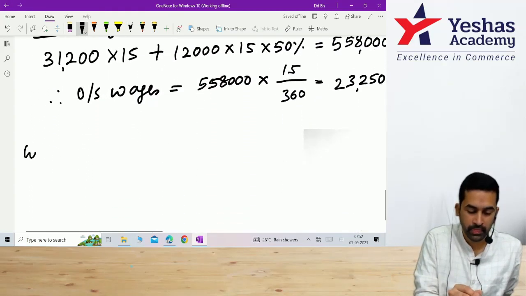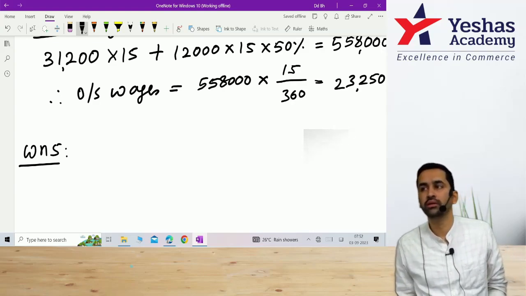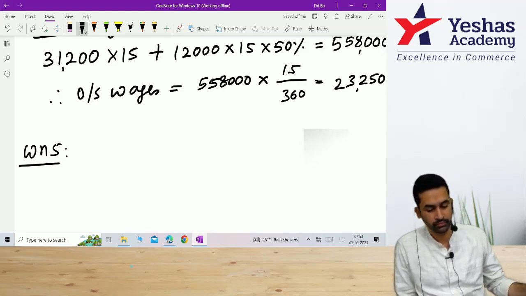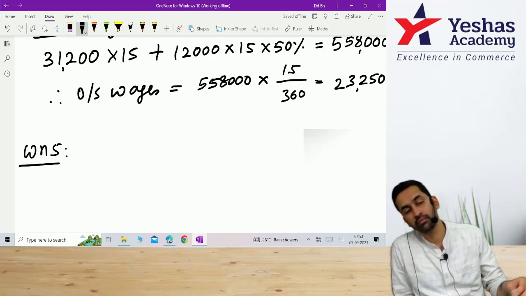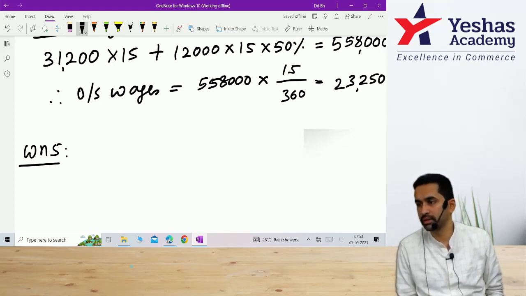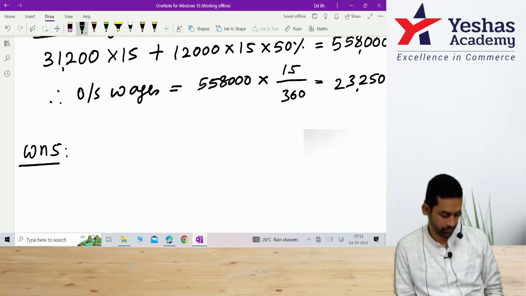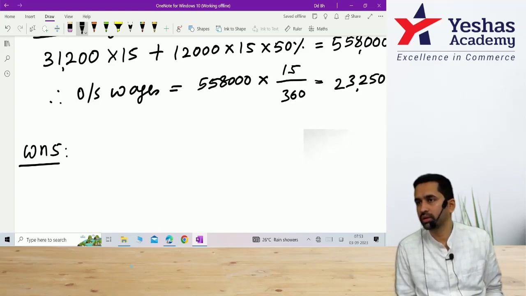Start writing. Since it is given in the question that, copy the same line. What did they say? Wages and overheads accrue similarly, comma, it is assumed that there is 15 days delay in overheads payment also.